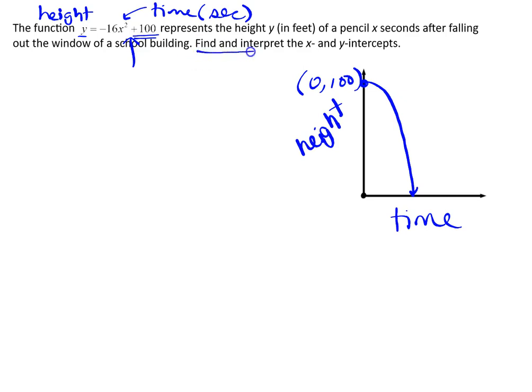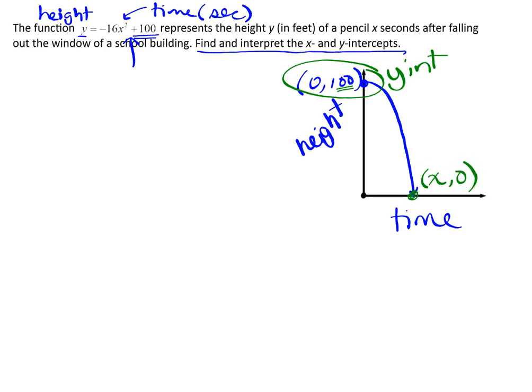Well, they want us to find and interpret the x and the y-intercepts. Well, here we already have the y-intercept. And we just said, what does that 100 represent? It represents the initial height that the pencil was dropped from. The x-intercept is going to be here where it hits the ground. We know that the x-intercept is some value of x, comma, 0 for the y. What we want to know is, what is that number?